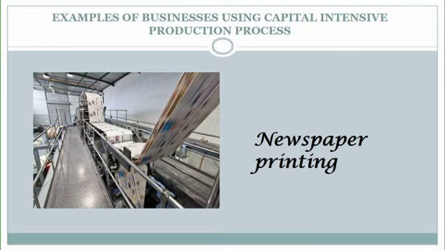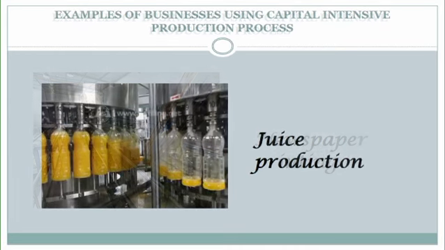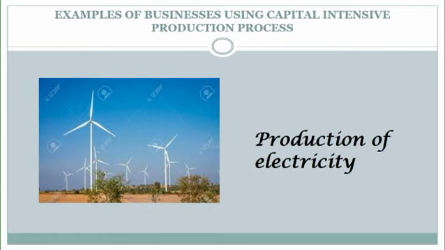Examples of businesses using capital-intensive production process are newspaper printing, juice production, production of electricity.